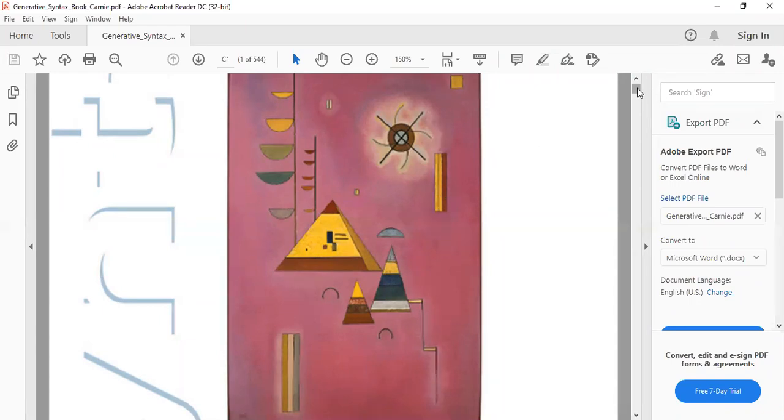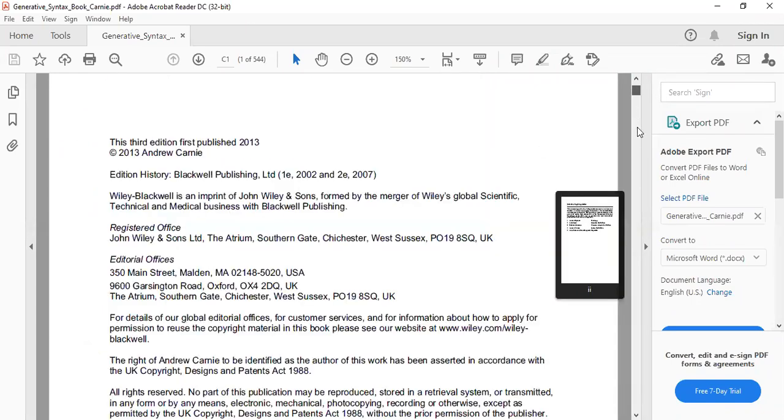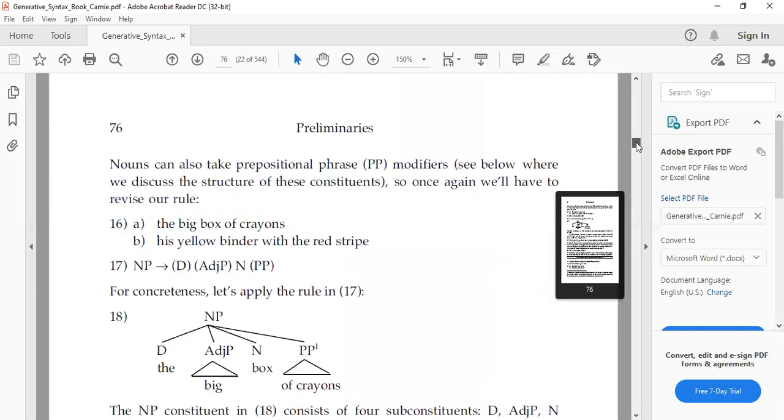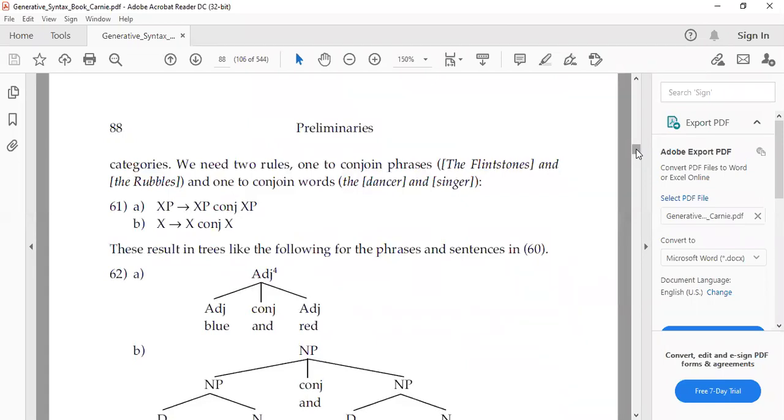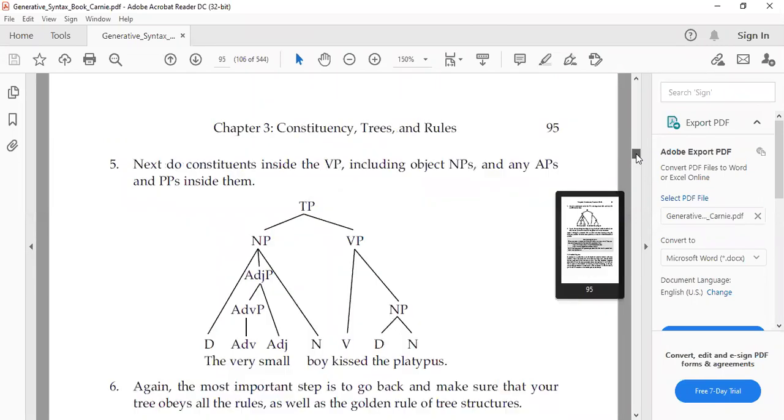That's why in Introduction to Linguistics and in syntax, you're going to see something like this. The TP is the sentence.